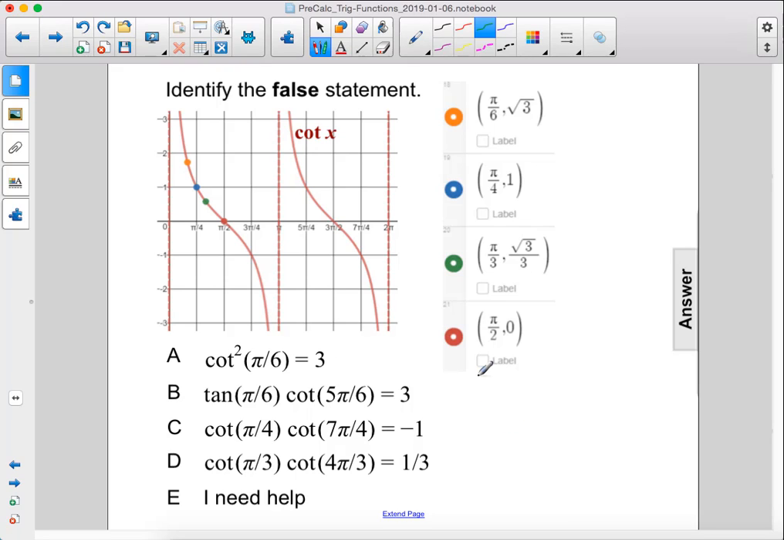Identify the false statement. Cotangent squared of pi over 6 equals 3. Well, cotangent of pi over 6 is the square root of 3, and the square root of 3 squared is 3, so this is true.